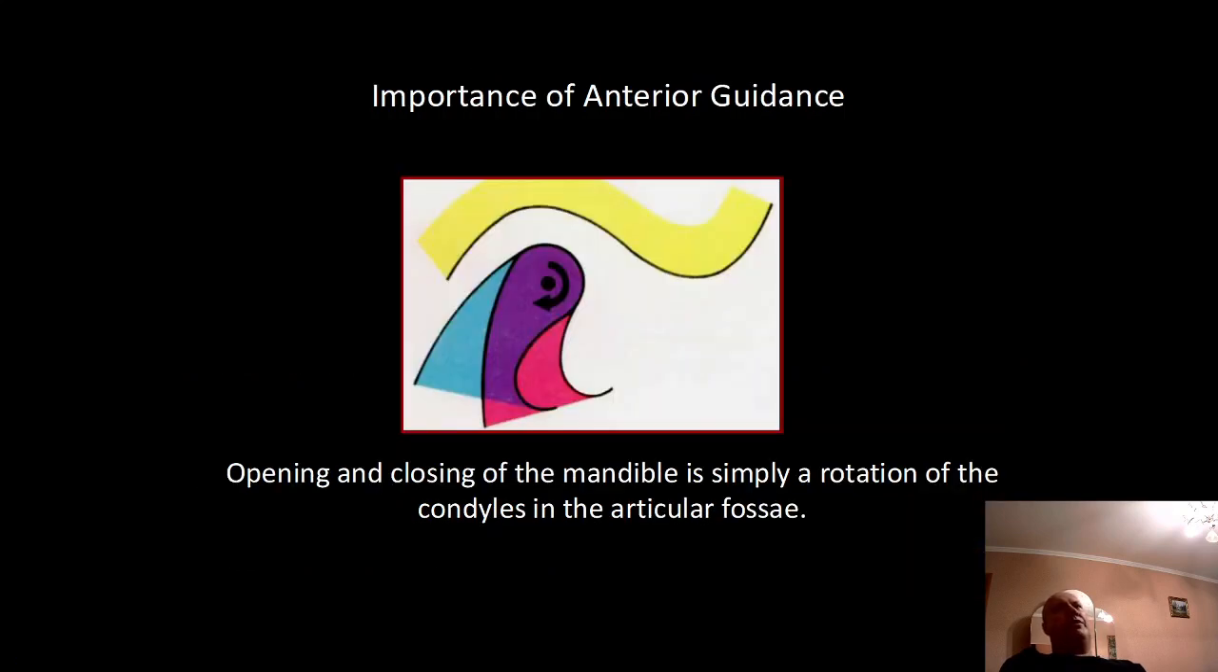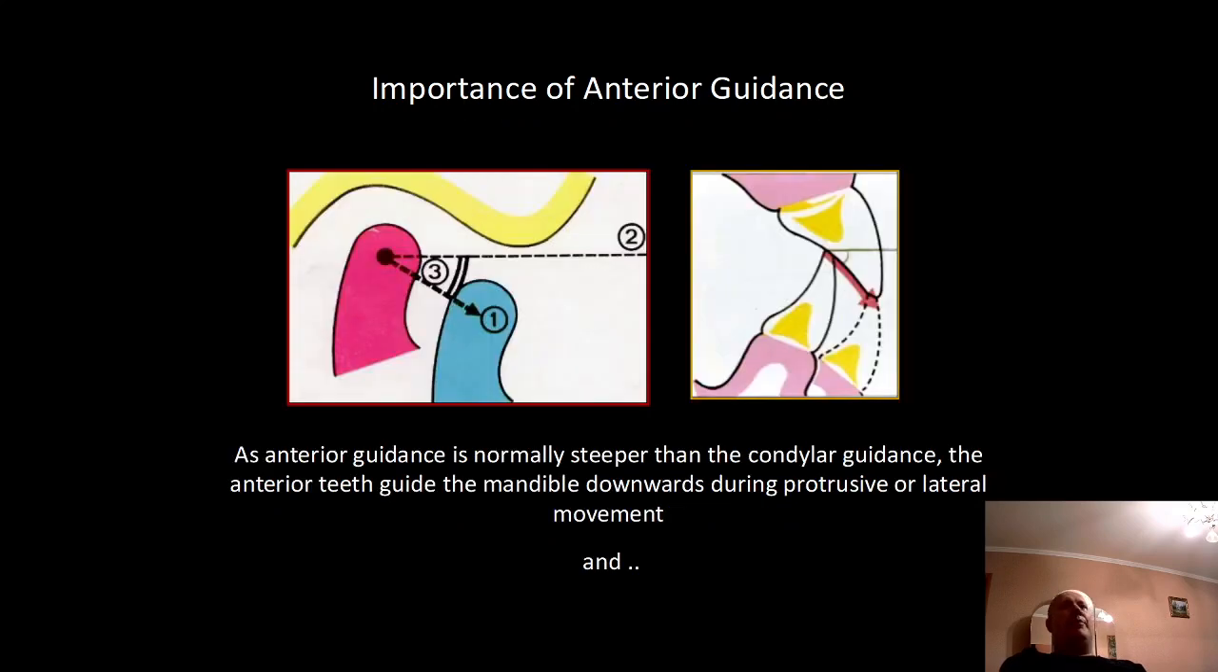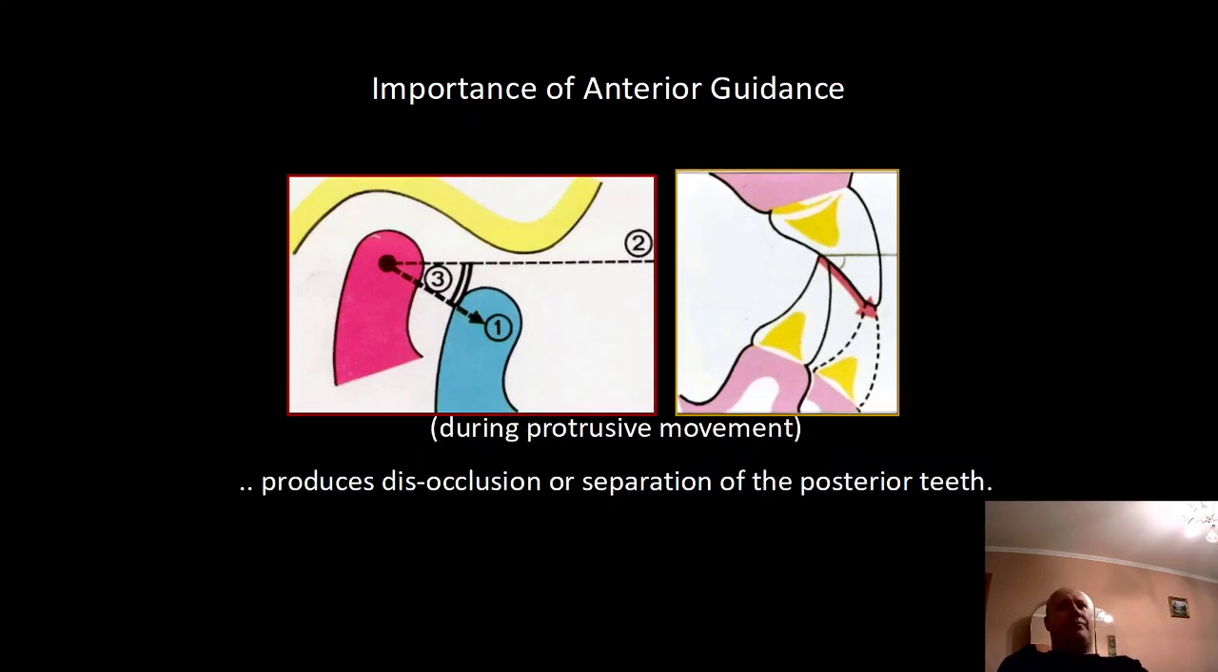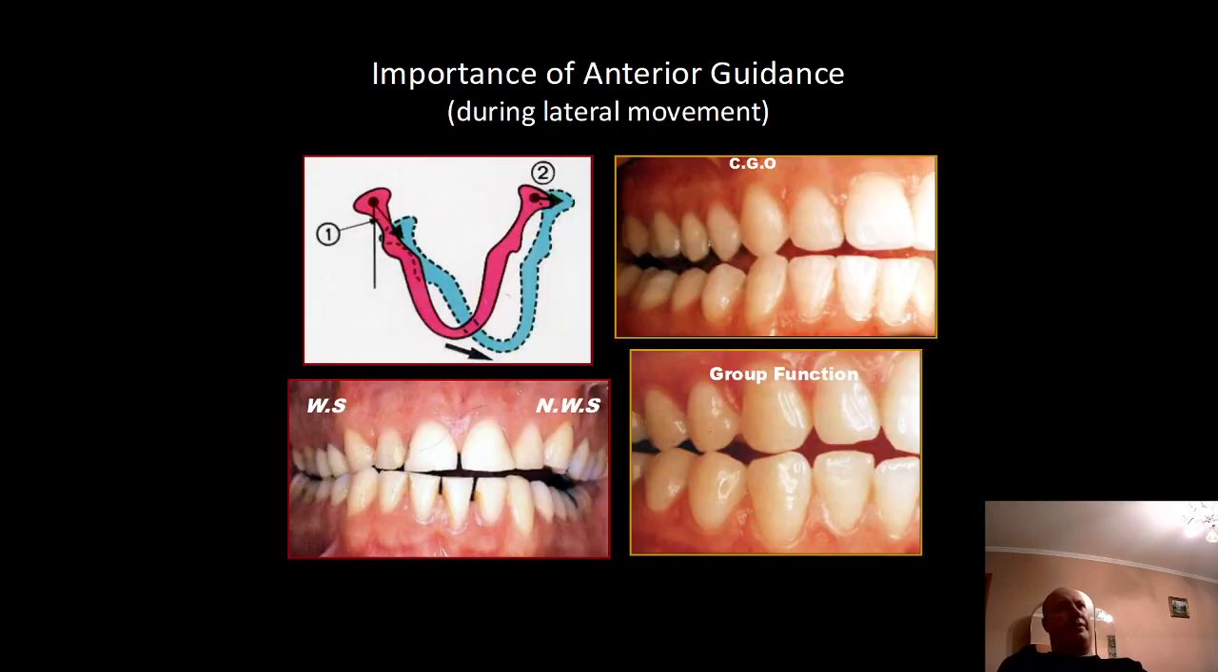The importance of anterior guidance. Opening and closing the mandible is simply rotation of the condyles in the articular fossa. Anterior guidance is normally steeper than the condylar guidance, and the anterior teeth guide the mandible downwards during protrusive or lateral movement, and produce disocclusion or separation of the posterior teeth.